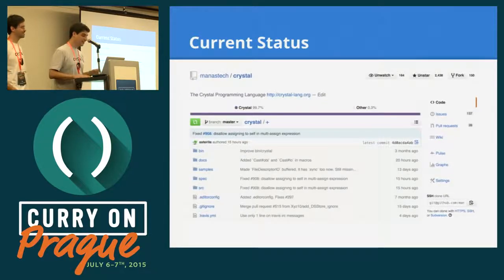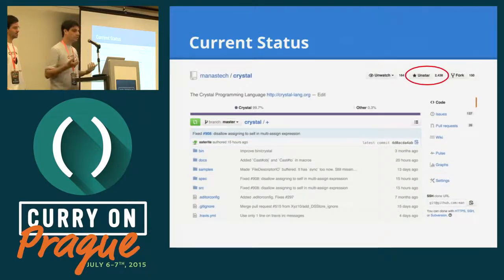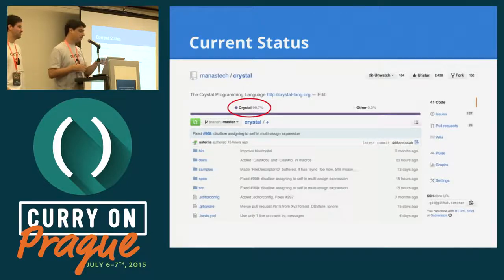So this is a snapshot of a few days ago from GitHub of the Crystal source code. And something I want to note here, we have a growing community and a lot of people putting stars on our project. For those who don't know what this means, it's like a Facebook like, right? And also notice that Crystal is written in Crystal itself, so it's completely bootstrapped by now.